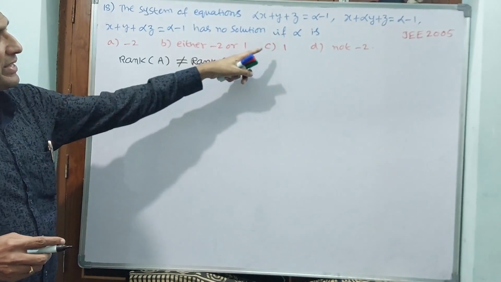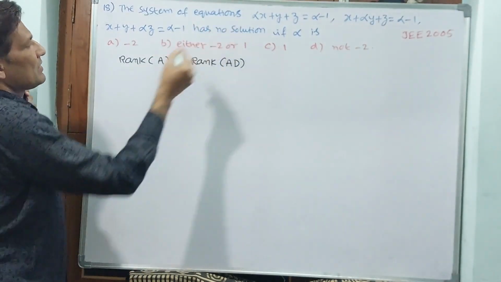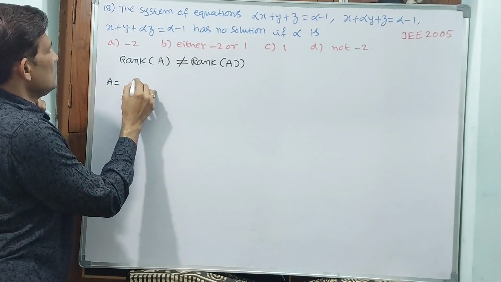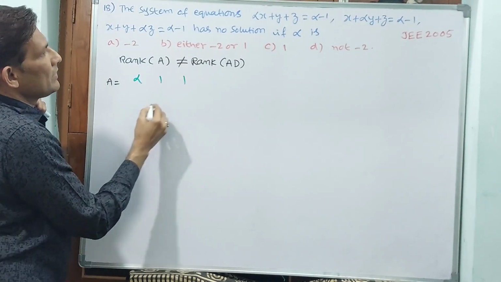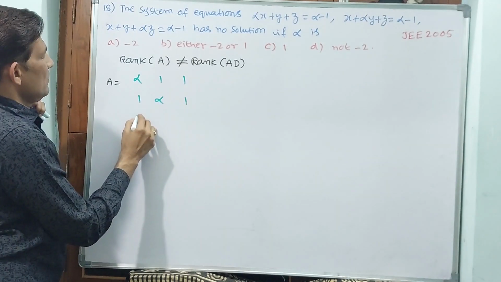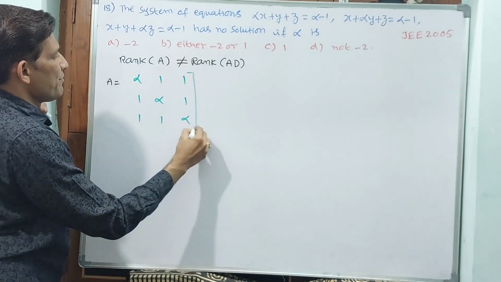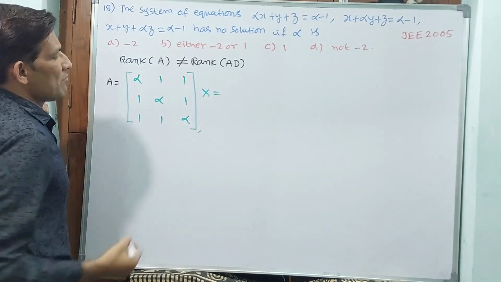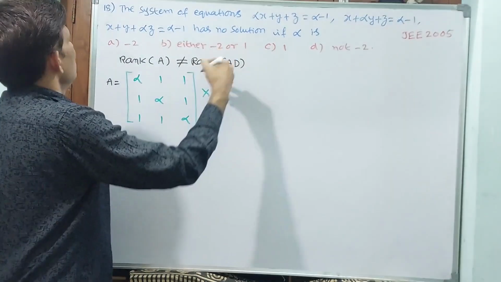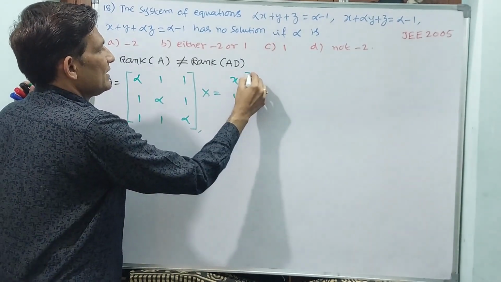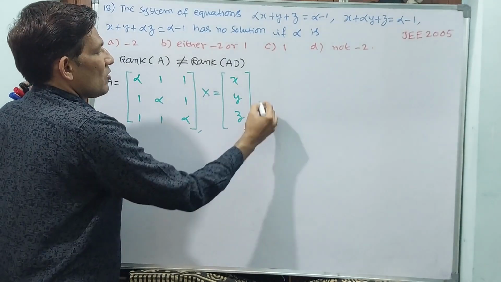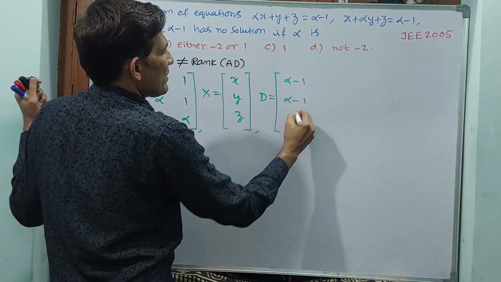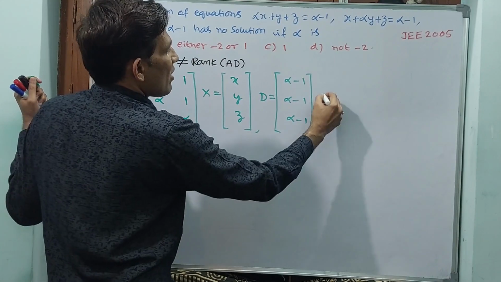Now, what I do, I will see the answer. I know minus 2, that is why first I am taking 1. Okay, see, first of all, I am writing A. A is equal to alpha 1 1, 1 alpha 1, 1 1 alpha. Okay, this is A, and the variable matrix x is equal to x, y, z. And the constant matrix I am taking as D. This is alpha minus 1, alpha minus 1, alpha minus 1. Now I am writing the augmented matrix also, AD.